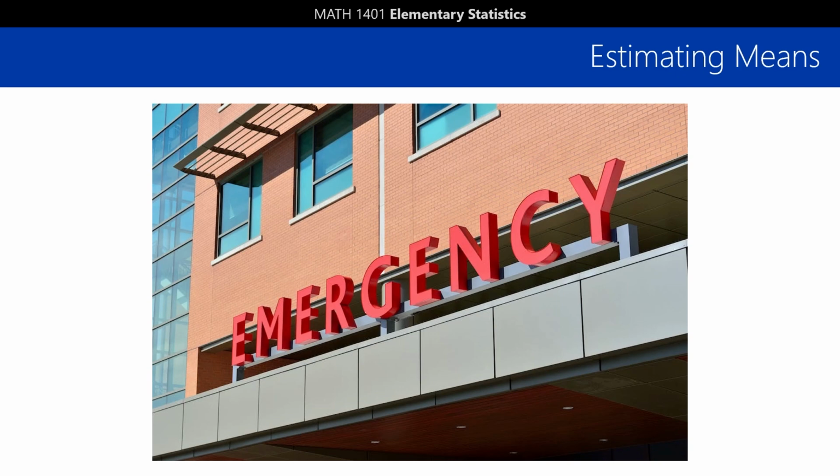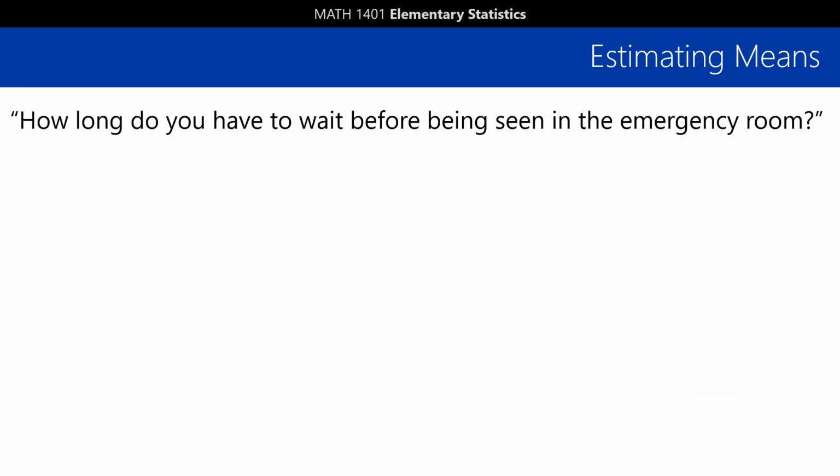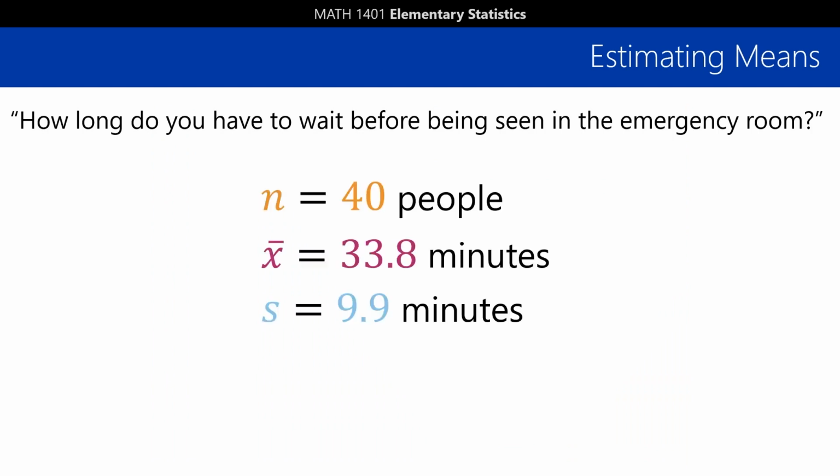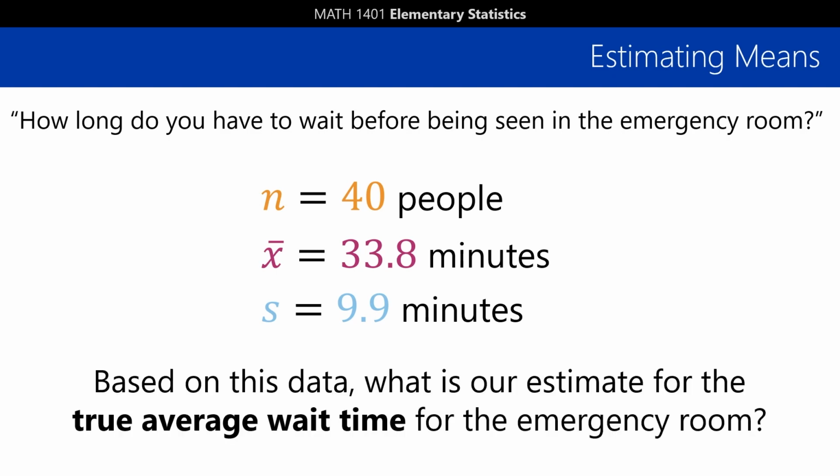Suppose that, being fed up with the sad state of the emergency room at a particular hospital, you decide to do something about it, and you start with a survey, asking how long recent patients have had to wait before being seen in the emergency room. You survey a simple random sample of 40 people, and the wait times you get have an average of 33.8 minutes, with a standard deviation of 9.9 minutes. Based on this data, what can we conclude about the true average wait time at this hospital?